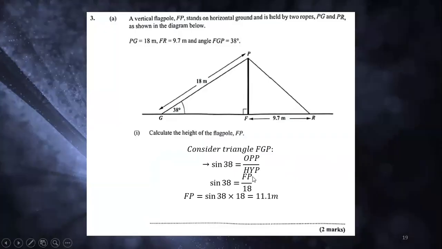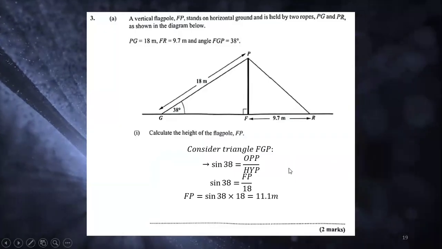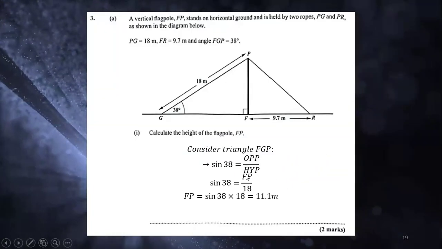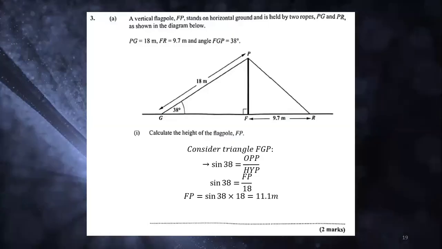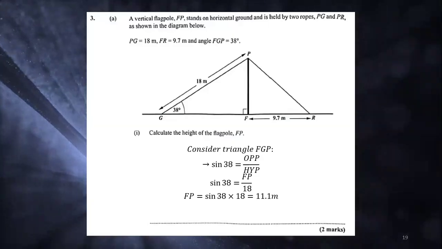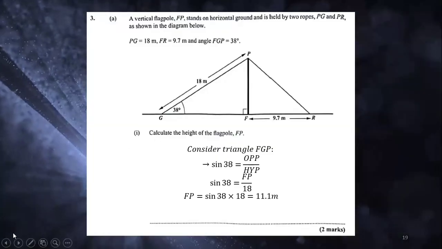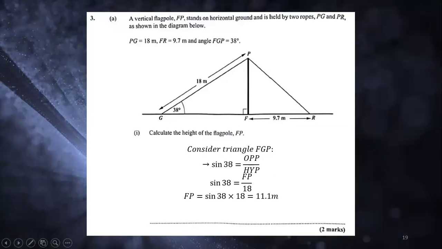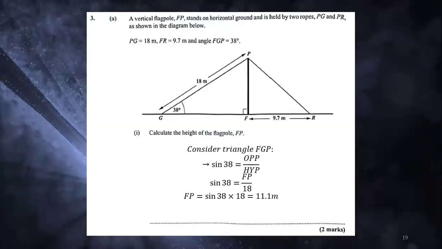So what are we going to do? We're going to multiply. Don't forget that. When the thing that you want to find is at the top, we're going to multiply the sine of 30 by 18, which gives 9.1 meters.